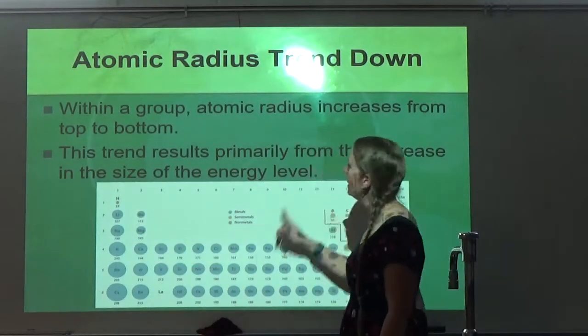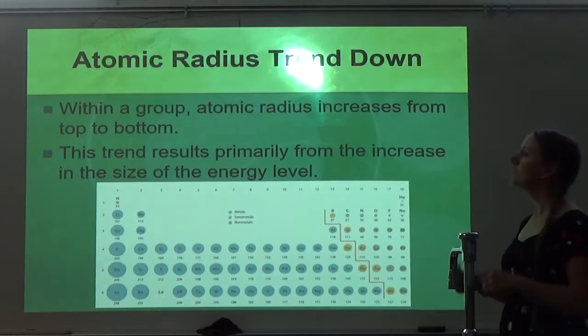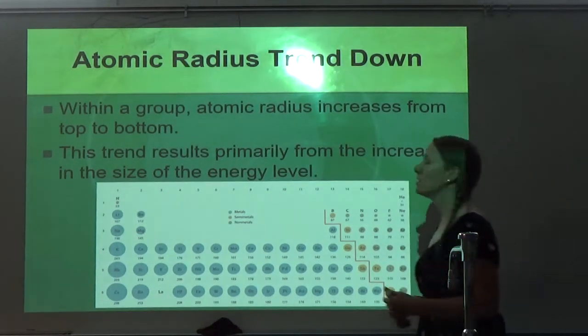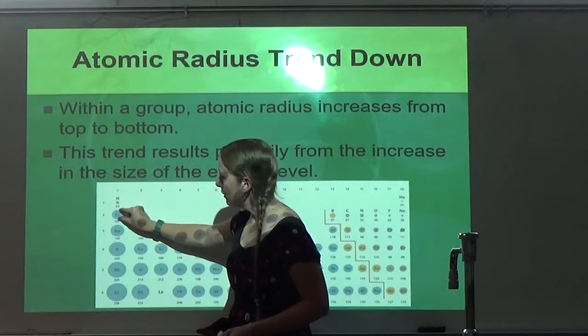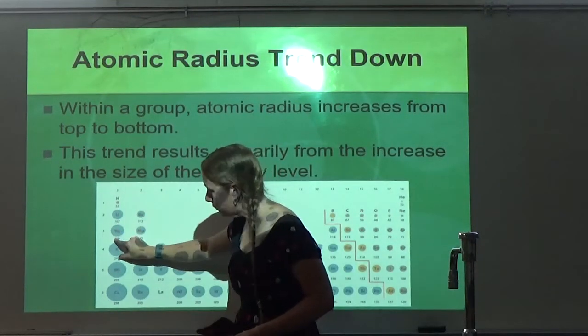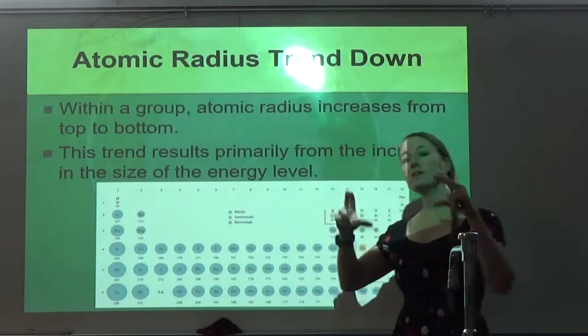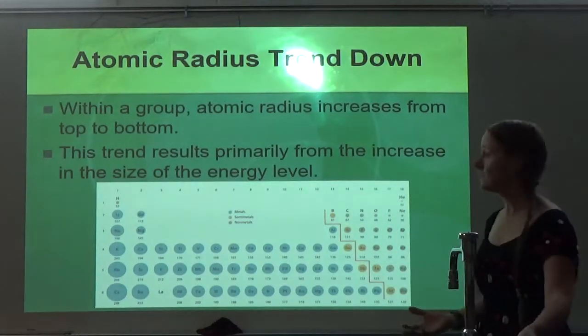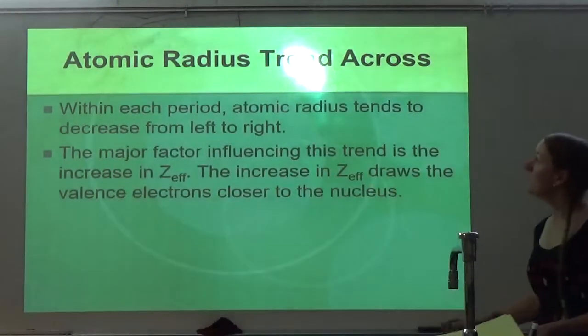Why does that happen? This trend results primarily from the increase in the size of the energy level. Hydrogen only has one energy level. Lithium has 2, sodium has 3, potassium has 4, so that's why it gets bigger. Those energy levels are farther from the nucleus. So what happens going across?